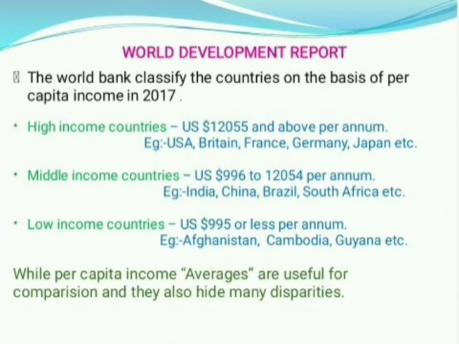Third one, low income countries. Countries with per capita income of $995 or less per annum in 2017 are called low income countries. For example, Afghanistan, Cambodia, Guyana, etc. These countries are also called underdeveloped countries. While per capita income averages are useful for comparison, they also hide many disparities.